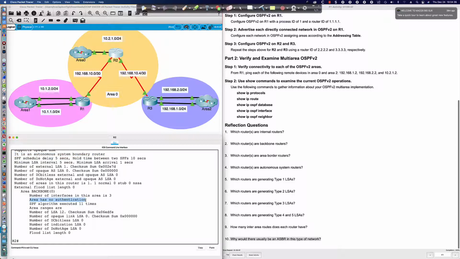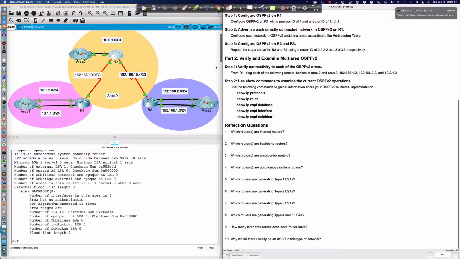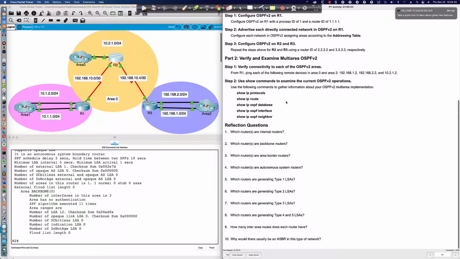That's a problem. So I think we have hammered this activity thoroughly into the ground in terms of coverage of all of the different information that we wanted to talk about.